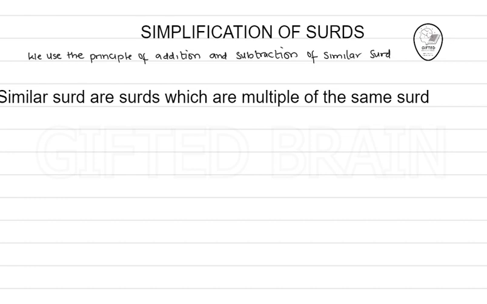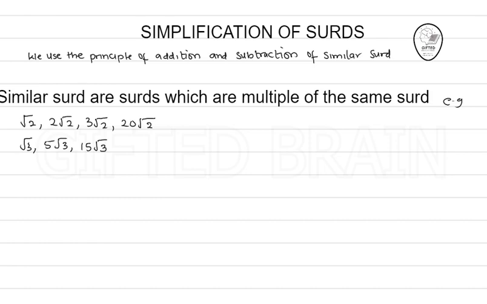For instance, root 2, 2 root 2, 3 root 2, 20 root 2. All of these are similar surds because they have the same surd in them. They have the root 2 in them. Same as root 3, 5 root 3, 15 root 3. They are all similar surds. But one thing about similar surds is that they can be added or subtracted.